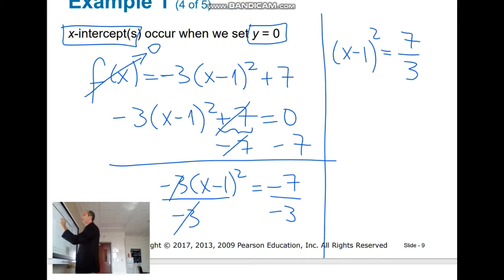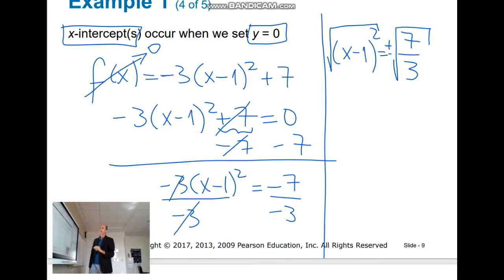What should we do now? Remember, we can use the square root property, and we will apply a square root here and another one over here. But don't forget, positive or negative. The square root of x minus 1 squared equals positive or negative square root of 7 over 3.